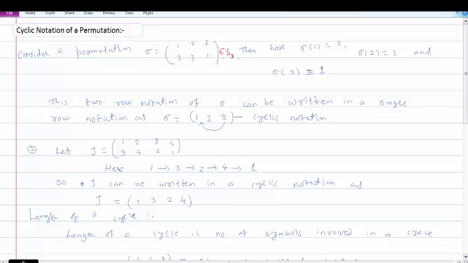Here sigma 1 is 2, sigma 2 is 3, and sigma 3 is 1. So we have written sigma in two-row notation. This is the first row and this is the second row, and this sigma can now be written in a single row notation: sigma sends 1 to 2, 2 to 3, and 3 to 1. So we get a cycle here. How do we get a cycle here?